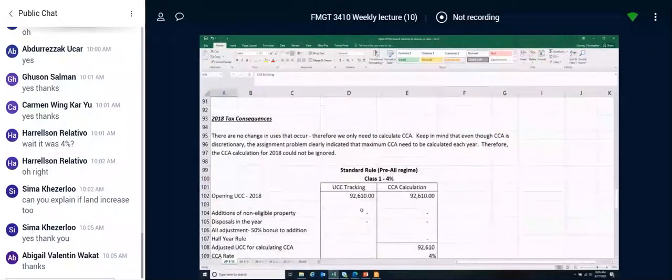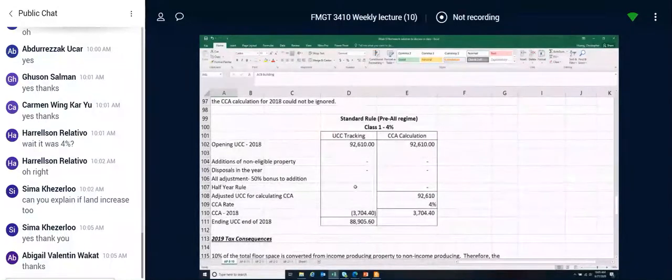2018. I'm going to move on now. Again, nothing happened, but you do need to continue to calculate your CCA. Because again, you were told to calculate the maximum CCA per year. You can't say, Chris, I choose not to claim CCA. Well, no, you were told in the question you had to claim maximum. So if you just claim your CCA at 4%, you're down to 3,704.